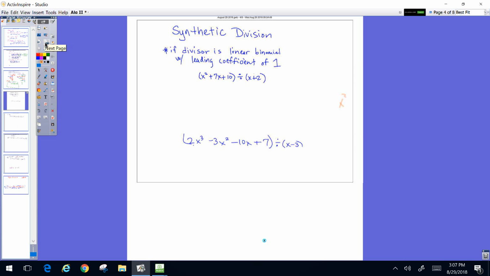So with synthetic division, you really only want to do it if your divisor is a linear. This means just x to the first power. Linear binomial with a leading coefficient of 1. That is the best time to use synthetic. But on some of the problems we do today, they're not going to be linear. They're going to be quadratic. And I'm going to show you how to handle that when I give you a quadratic.